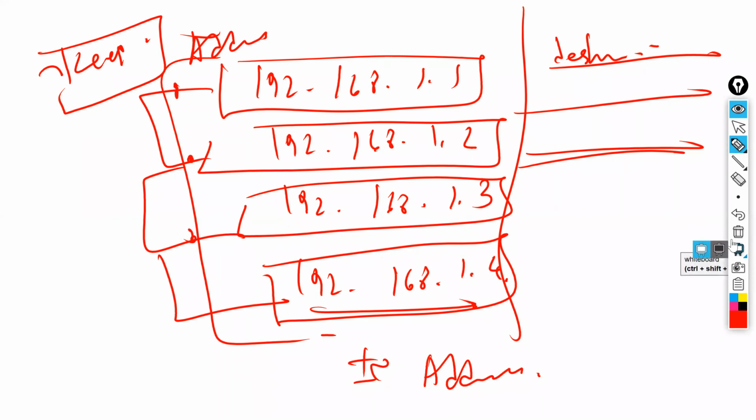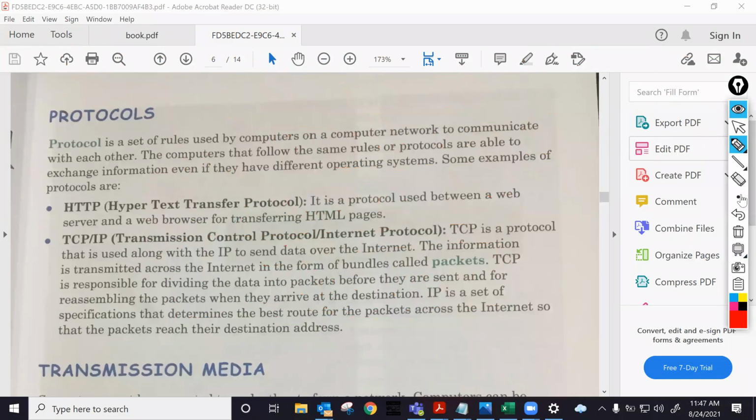Earlier I said that if you want to send a letter, you have to put the letter in an envelope and write the particular destination address on it. Same concept here, but this is for sending data packets, transferring data on the internet. You use TCP/IP. Information is transmitted across the internet in the form of bundles called packets.